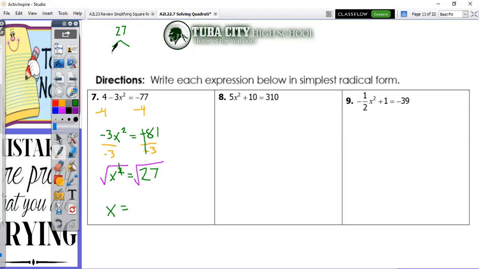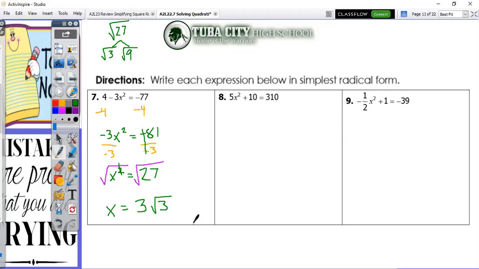If I were to break it down, I would break it down into 3 and 9. But you know, 9 is also a square number. So I can take the square root of 9. So square root of 9, square root of 3. Because don't forget, this is the square root of 27. 3 root 3.